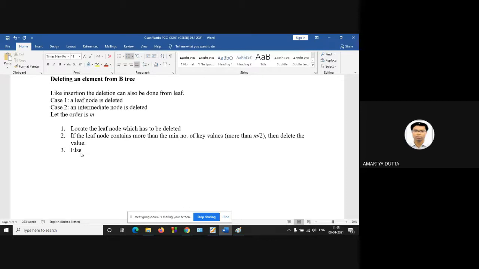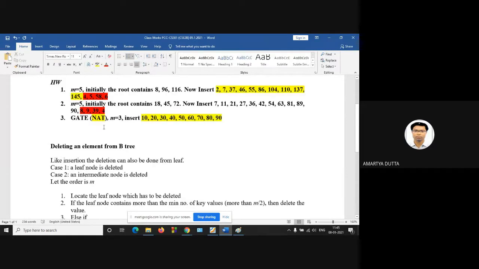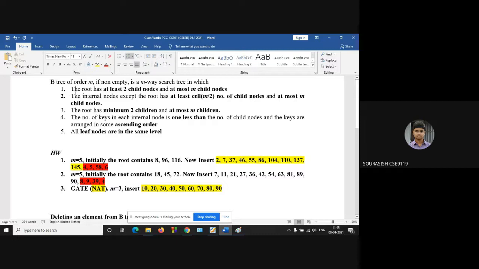Any query? The definition is there: the internal nodes except the root have at least m by 2 number of child nodes.